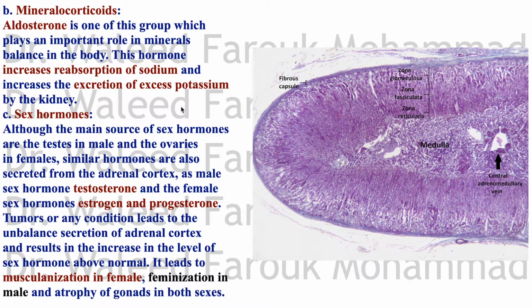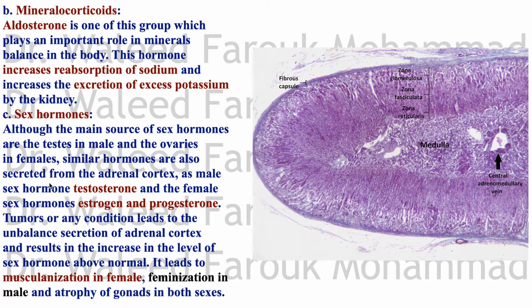Another group of hormones is called the sex hormones. Although the main source is, of course, the ovaries in females and the testicles in males, the deep zone of the adrenal cortex also secretes testosterone, which is the male sex hormone, and estrogen and progesterone, which are female sex hormones. Tumors or any condition that leads to abnormal secretion of the adrenal cortex result in increased levels of sex hormones above normal. It leads to masculinization in females, masculinization means ان في علامات الذكورة تبدأ تظهر على الإناث، والعكس صحيح على الذكور، علامات الأنوثة تظهر عليهم أكتر. And feminization in males and atrophy of the gonads in both sexes.